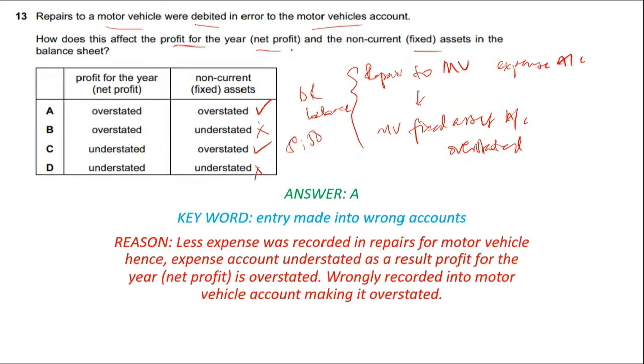But now I need to understand what would be the effect on my net profit. So my motor vehicle repairs to motor vehicle, which is an expense, I did not record that amount in expense. That means my expense account is understated, written here as well. Therefore, because it's asking me the effect on profit, my profit is going to be overstated, and hence it's option A, because option C is understated and overstated, so that is wrong. Net profit would be overstated, and non-current assets or fixed assets would be overstated in here. So option A is the correct answer here.